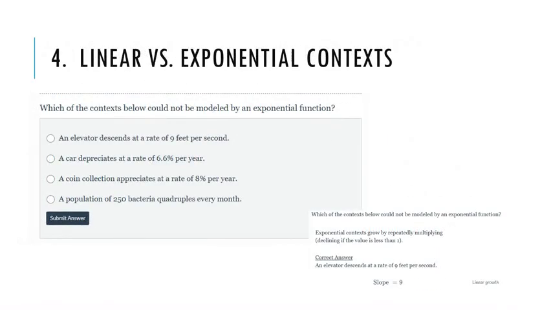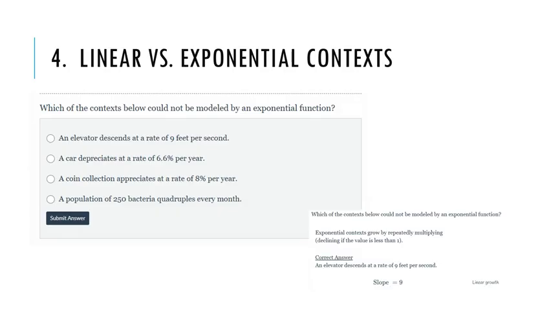Okay, linear versus exponential. Now you have to remember linear has slope. If you have 3 over 1, it's increasing up 3 over 1, then up 3 over 1, up 3 over 1. Exponential means that it's continuously multiplying. So let's look at this. An elevator descends at a rate of 9 feet per second. That would be 9 over 1. This is a slope.